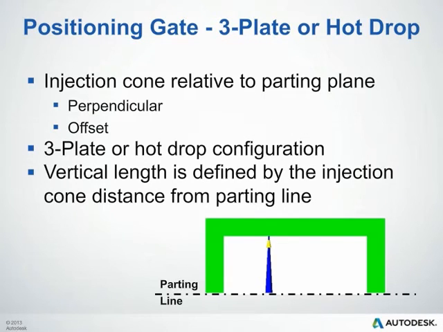This is a good example if you're trying to specify a 3-plate or a hot drop tool. Again, your parting plane or parting line will be offset from the injection location as you see in the image below. That way, the vertical length will be defined by the distance between the injection cone and the parting line. This parting line, as you may have noticed in each one of the previous scenarios, is simply a modeling tool. When you're creating it, it is completely planar, and that's okay, because again, it's simply a modeling tool. We'll cover some other ways you can model 3-plate tools in the future of this presentation as well.